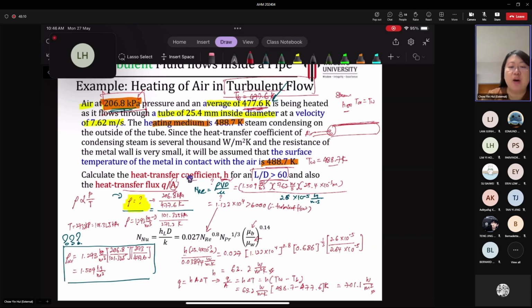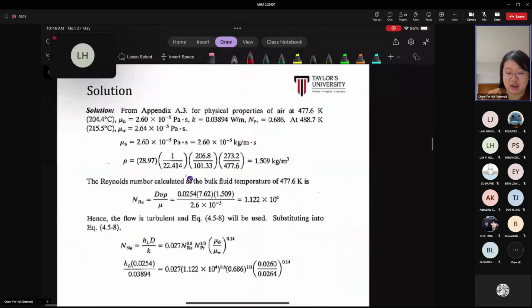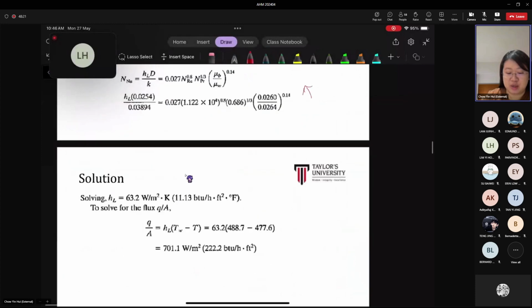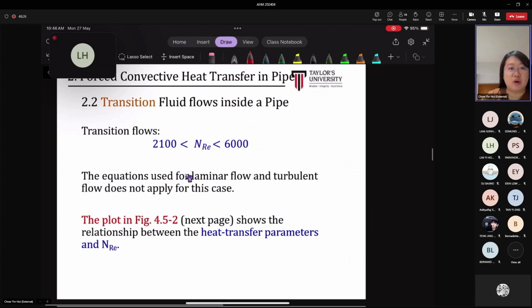As no, I'll continue a little bit further to complete this part on flow inside tube first, then we'll take a break. Now, there's one more part here. The full solution is provided in your lecture notes, no worries. Now, we have covered the correlation for laminar region and also for the turbulent region, right? So how about the transition region, which is between 2,100 and 6,000?